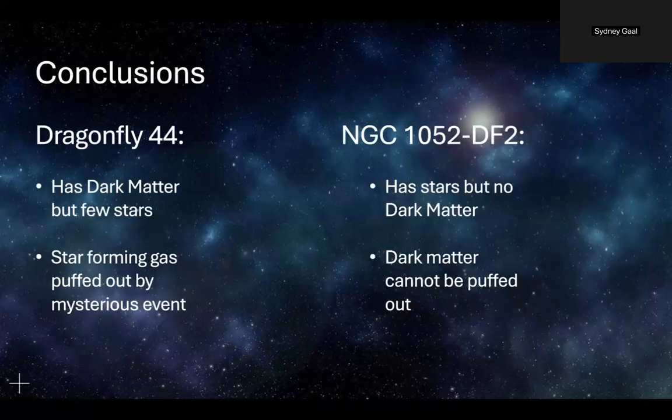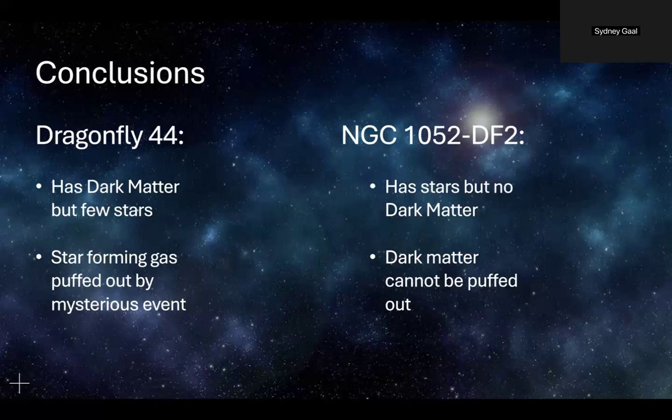So, in conclusion, even though we have some ideas to explain these two odd galaxies, neither galaxy has a conclusive explanation for its puzzling build. We learned in the beginning that galaxies typically have dark matter halos that work like glue holding them together. Dragonfly 44 does have that glue, but it seems to have lost its stars and gas. On the other hand, we have NGC 1052 DF2, and it doesn't have that glue. It just has the stars, which is even more puzzling.